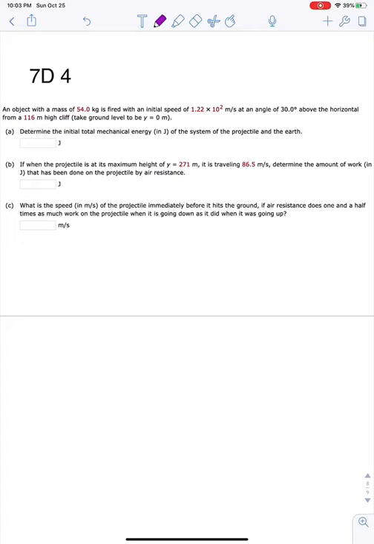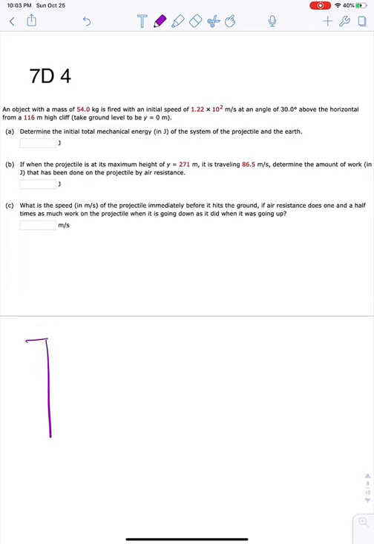All right, we're going to go over Postclass assignment 7D number 4. Remember, as always, that you might have different numbers than this, but this will hopefully help you understand how to solve it. Okay, so we've got an object with mass of 54 kilograms fired from the top of a cliff.